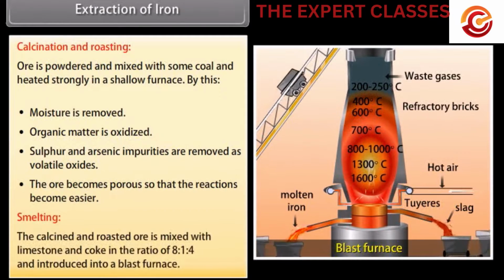Smelting. The calcined and roasted ore is mixed with limestone and coke in the ratio of 8:1:4 and introduced into a blast furnace.